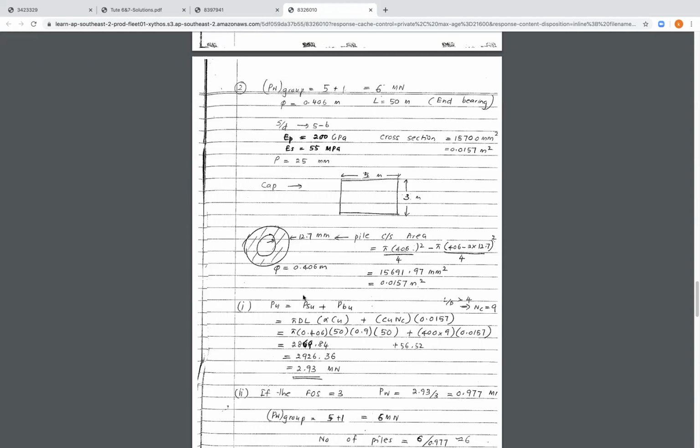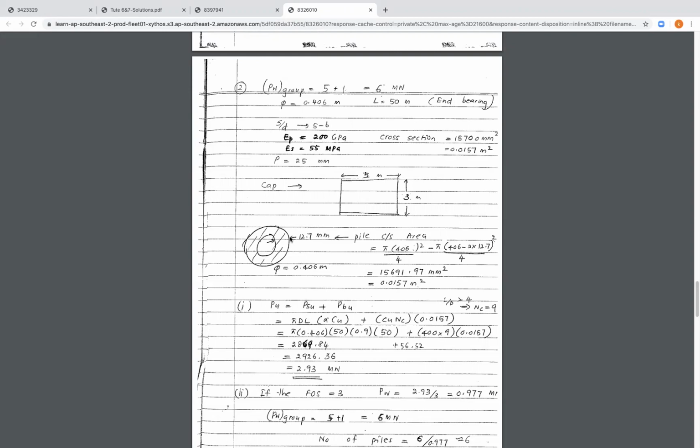So here, the bearing capacity due to the shaft resistance will be equivalent to Fs multiplied by As. Fs is the shaft resistance, and that's multiplied by the shaft area. So the shaft area here is pi d multiplied by L, which is the perimeter, with d being 0.406, multiplied by the length of the pile.